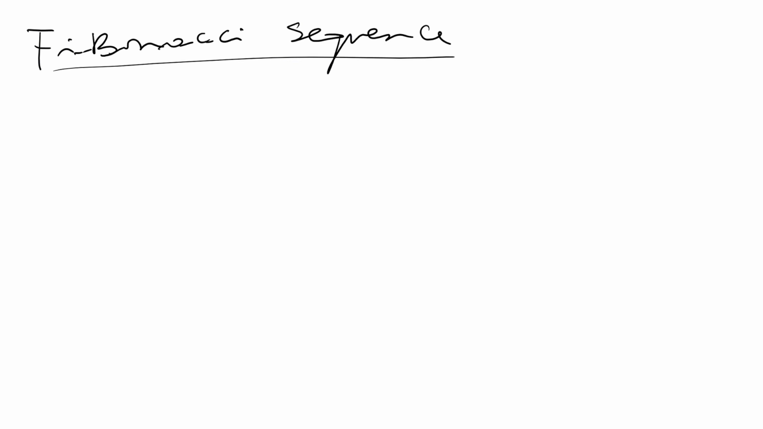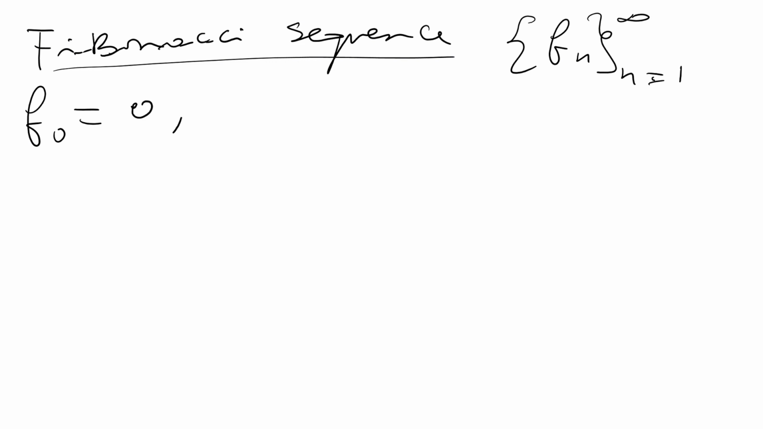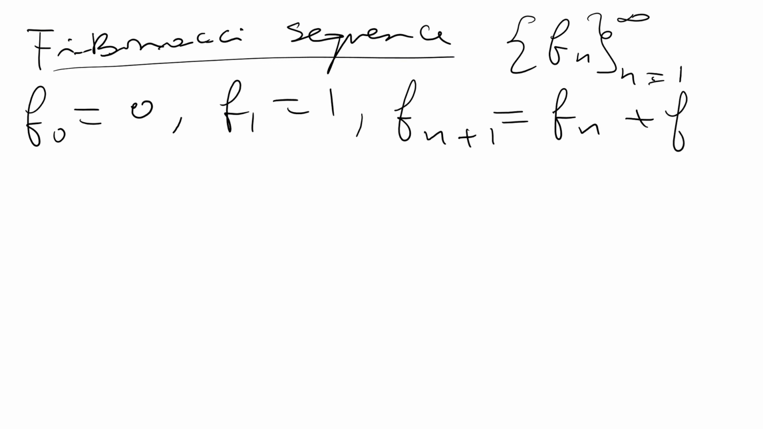So the Fibonacci sequence, we usually represent it this way: f_n, n equal to 1 up to infinity, right? So we define f0 equal to 0, f1 equal to 1. Then we give this recurrence relation: f_{n+1} equals f_n plus f_{n-1}, right? So this expression by itself, you can write it differently.